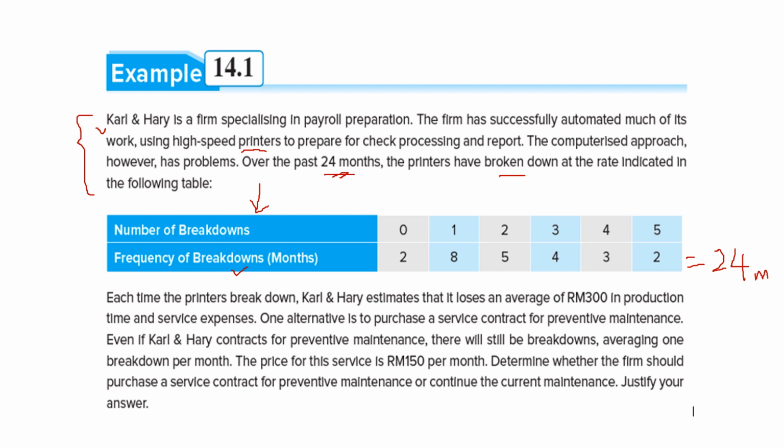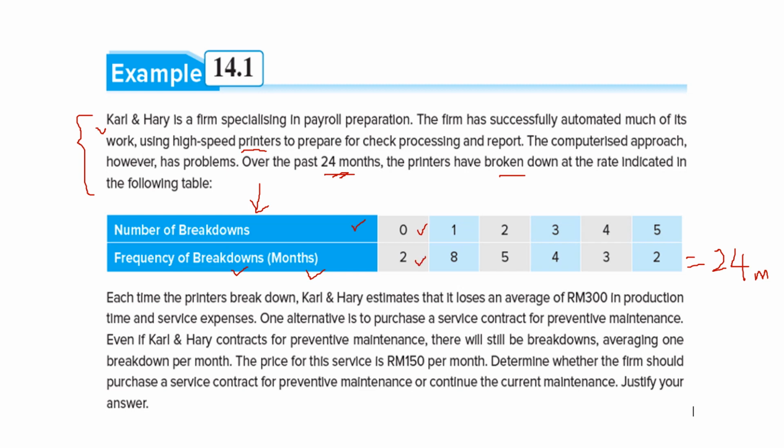Okay, breakdown data. Okay, the first row here is giving you the data on number of breakdown. Okay, number of breakdown, bilangan kerosakan. And the frequency here is given in months. So how to read the table? Let's see the first column here. It shows that 0 breakdown happened for the frequency of 2 months.